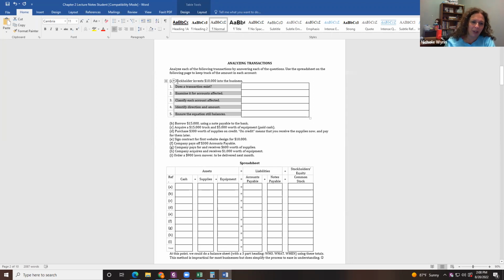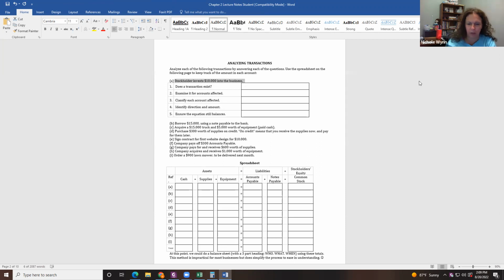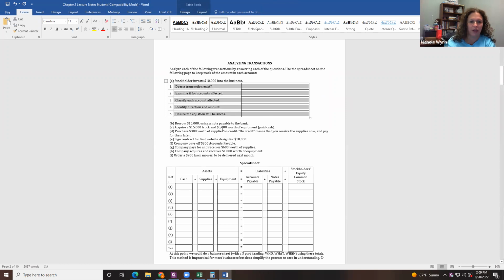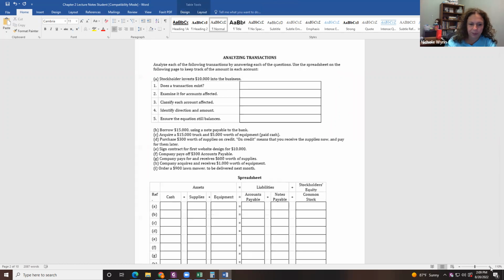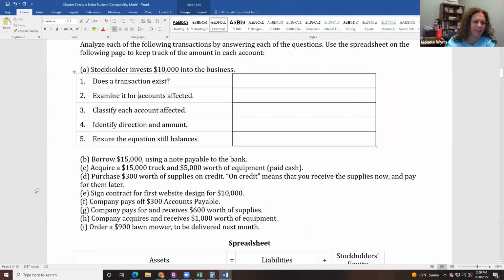So every time we look at a transaction, the first transaction says stockholder invests 10,000 into the business. They're like, okay, does a transaction exist? And I'm like, yeah, something happened. There was an exchange. Examine it for accounts affected. And then we're like, okay, what 2 accounts are we going to use? And then what kinds of accounts are they? And did they go up or down? And is the equation still in balance? I think this is a little bit of overkill to do for every single transaction. So I don't. But I'll do it once just so you can see.